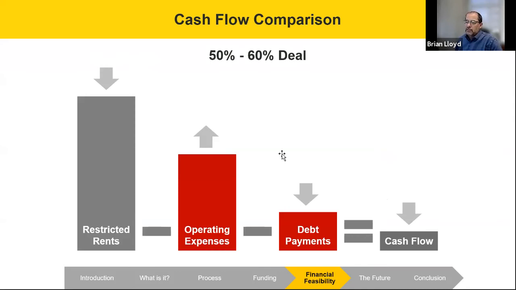Now on an affordable deal, let's talk about a 50 to 60% AMI deal. Your rents are lower, but you still have a rental income stream. You have operating expenses, you have a little bit of debt payment, and a tiny bit of cash flow. Okay, that works without operating subsidies.